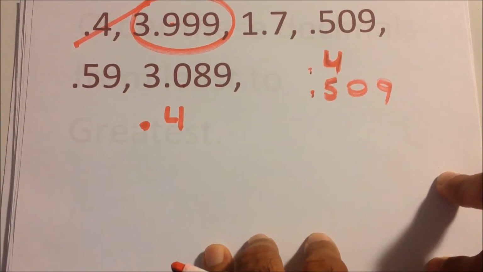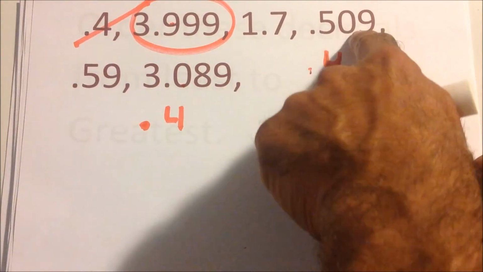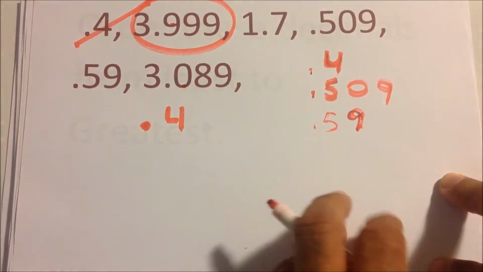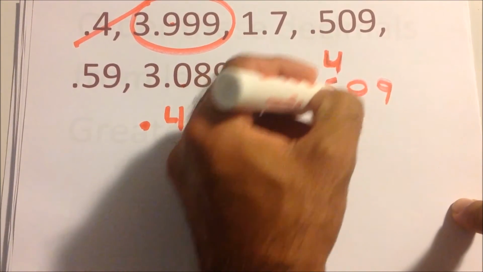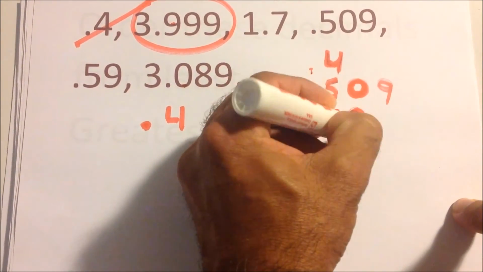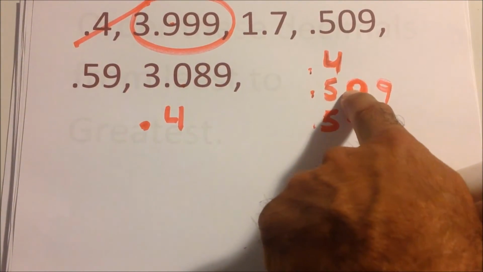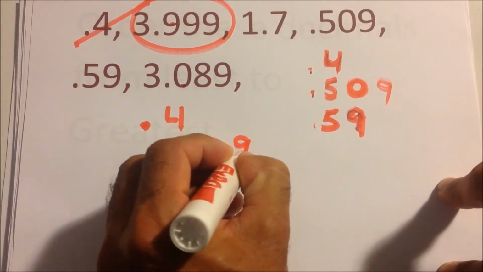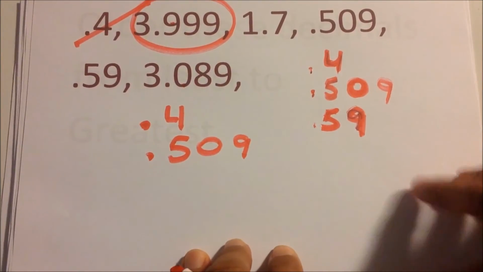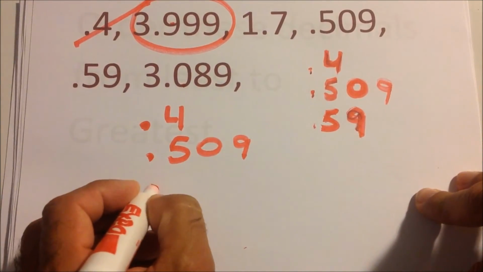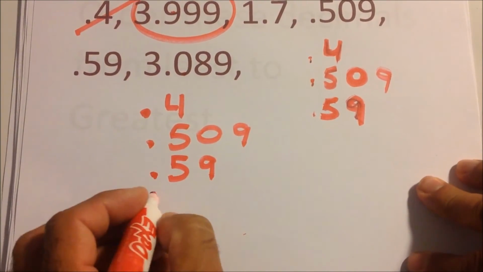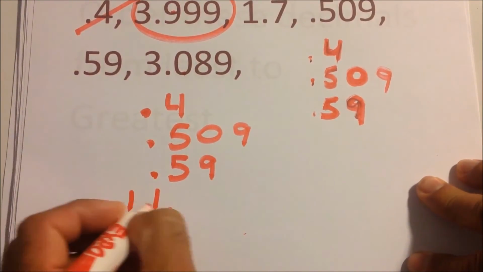So the next least number is between 0.509 or 0.59. Left to right. They both share a 5. This has a 0. This has a 9. This is the least number. So it's 0.509 is next. All right. And if you keep doing this, then we have 0.59. Then we have 1.7.